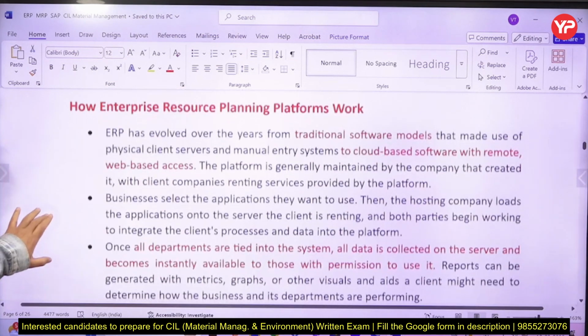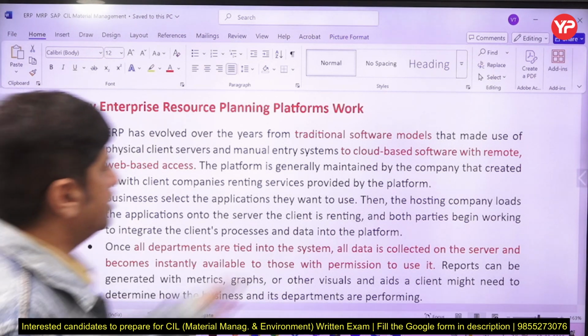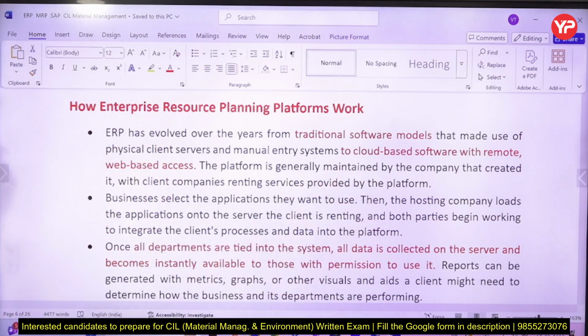How does ERP work? There used to be a traditional software model, you know, where the employee is doing the data entry, right? For web based access, it is used for cloud based software. The company will manage this with the client company.